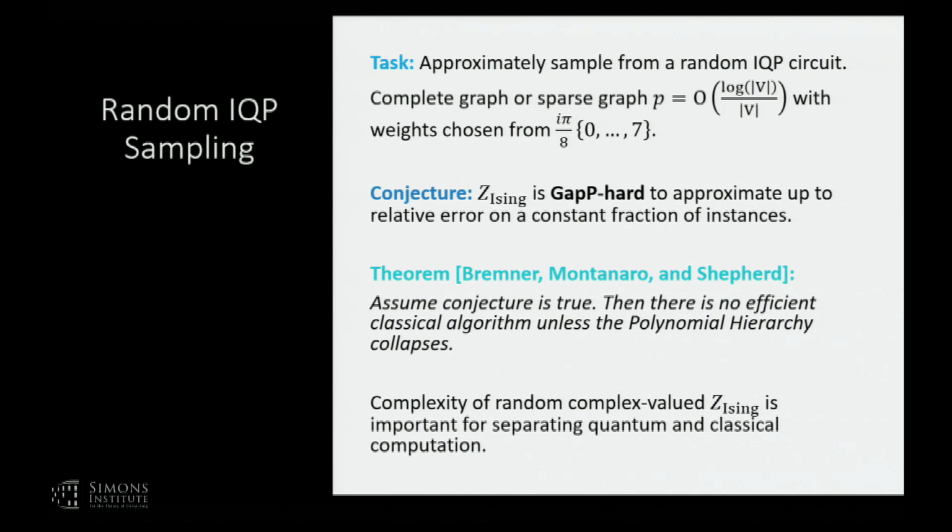And the conjecture is that if Z, the Ising model partition function with these weights, is hard to approximate up to a relative error on a constant fraction of instances, then there's no classical algorithm for sampling from it unless the polynomial hierarchy collapses. So understanding the complexity of random complex Ising models is important for separating quantum and classical computation. This is up to relative error.